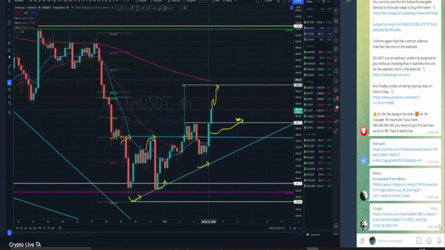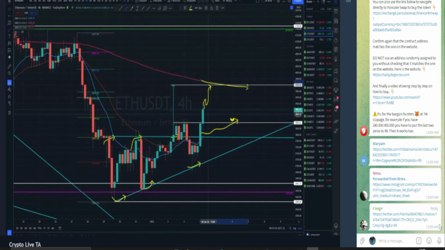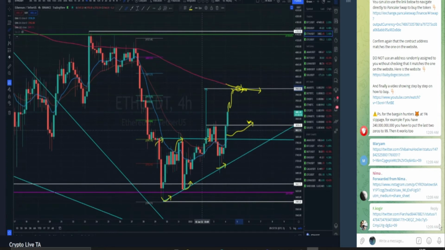And lo and behold, the measured move target is potentially confluent, which is a fancy word for saying the same, with potentially this ascending triangle measured move target. And potentially this works out where we push up and price hits the 4-hour 200 EMA at the measured move target. That's pretty cool. Pretty cool stuff. That stuff gets me excited. So that's what we're looking at, Bitcoin and Ethereum.